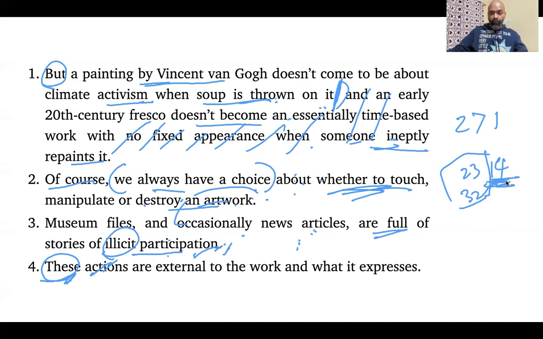You have to make this 1, 4 block. You have to know that 2, 3 or 3, 2 has to be the starting, and then you'll ask the big question, the 99 percentile question. Is it 2, 3 or 3, 2? Don't do all the hard work and then, just because there's an "of course", put 2 after 3. Okay, because this is a much bigger idea and you can't start talking about choice once you already start talking about stories of illicit participation. You can't come inside the topic and then go outside the topic. So the answer for this one will be 2, 3, 1, 4.